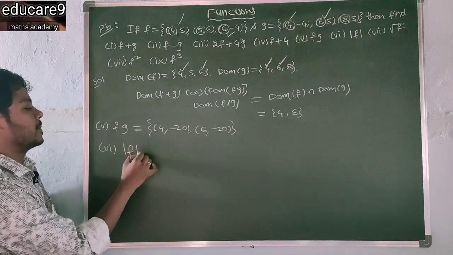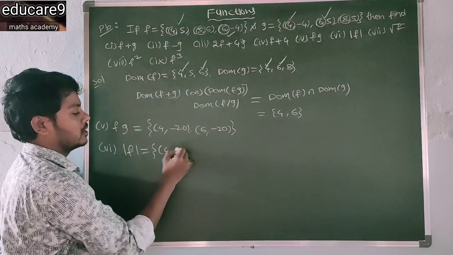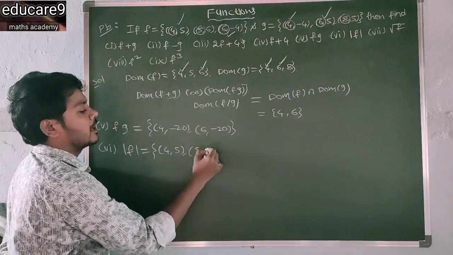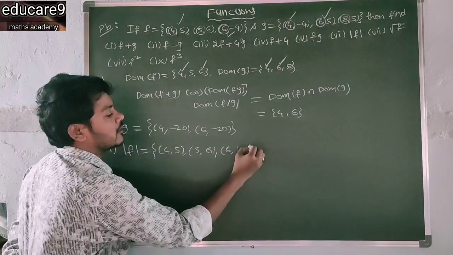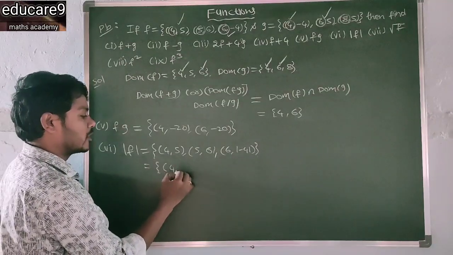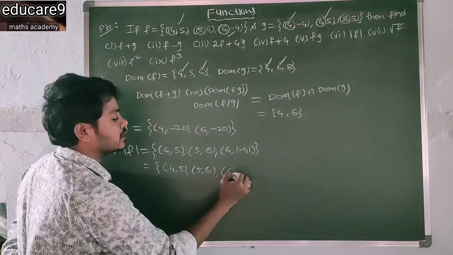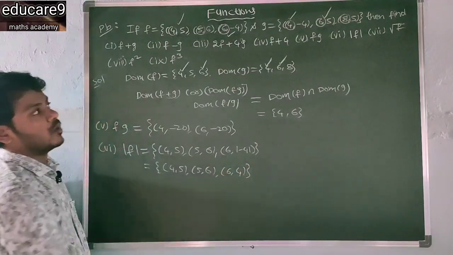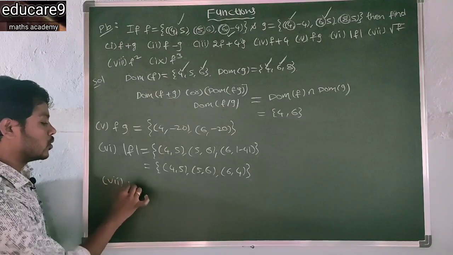So next one, mod f. 4 comma modulus of 5 is 5 only, and 5 comma modulus of 6 is 6 only, and 6 comma modulus of minus 4. So this is what? 4 comma 5, 5 comma 6, and 6 comma 4. This is mod f.